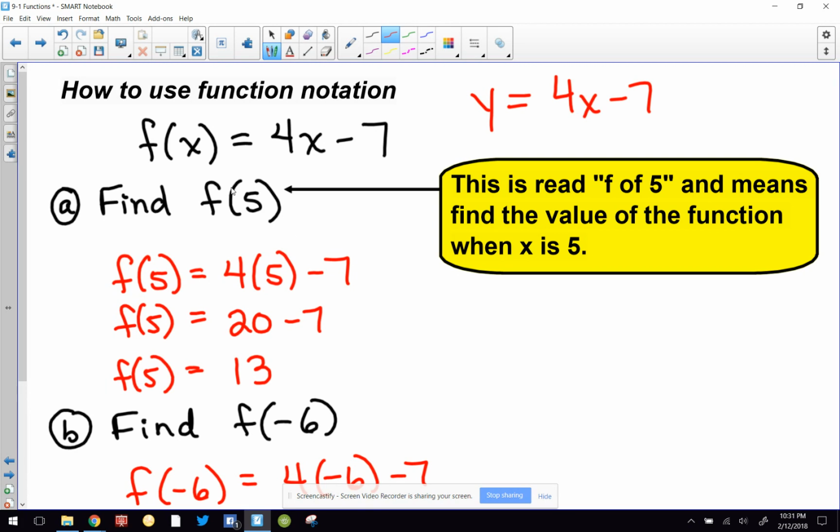So whenever you see this notation, it's just asking you to put in 5 for x. So in red here, I work this out. F of 5 is 4 times 5 minus 7. I just put 5 in as my x value, or as my input, and that's 20 minus 7. So f of 5 equals 13. In other words, the value of the function is 13, or it's going to spit out a 13 when 5 is the input.